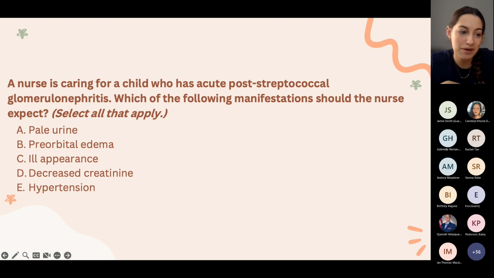All right, really great job, you guys. So the correct answer is B, C, and E. For A, they would have cloudy, tea-colored urine. And then for D, they would have an increased creatinine, which we just talked about in the last one. So good job, you guys.